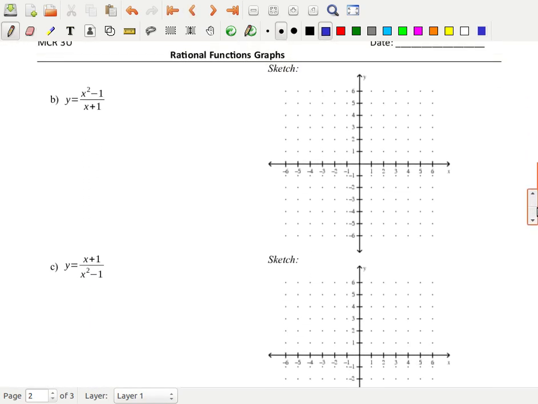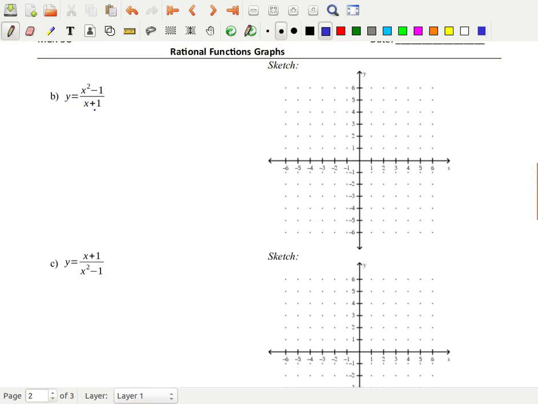Okay, so let's move on to this next one. y equals (x squared minus 1) over (x plus 1). That's pretty easy to factor. x squared minus 1 is the same as (x minus 1) times (x plus 1). It's a difference of squares over x plus 1. x plus 1 divides out with x plus 1, so that means that its final form is x minus 1.